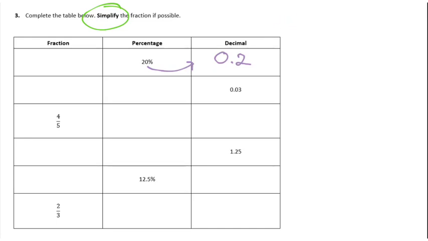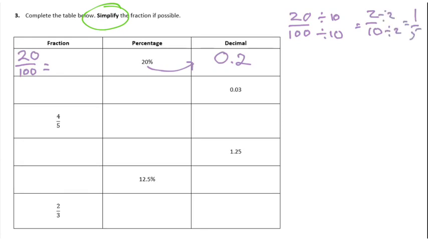Now, we want to convert that into a fraction. The percentage just means 20 over 100, because that's what the percent is, per 100. I now need to simplify that. 20 over 100 is the same as, I can divide top and bottom by 10, for example, and that would give me 2 over 10, and I can then divide that by 2, and that would give me 1 over 5. So that is our simplified fraction, 1 over 5.